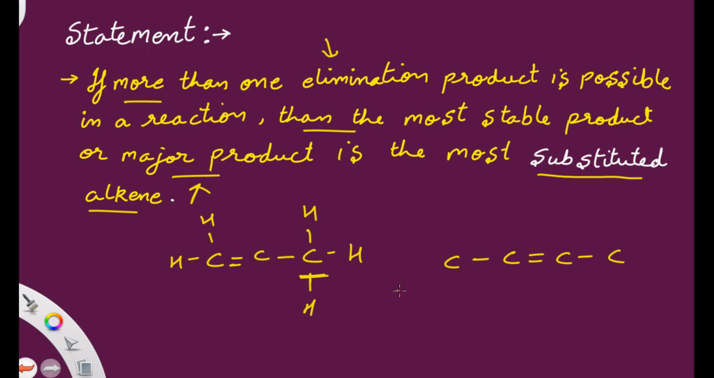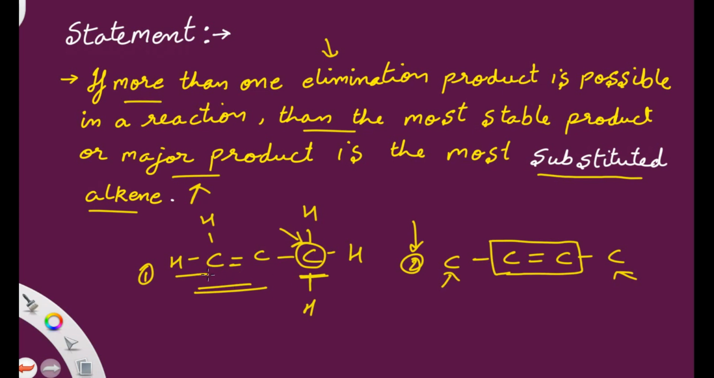If somebody asks which one is more substituted, the first one or the second one, then the second one is the more substituted alkene, because on the alkene part, on both sides, one carbon is attached, right? And in this particular case only one carbon is attached on one side, and the other side doesn't have any substitution. So highly substituted means having a greater number of substitutions on the alkene part, right? So in our case the second one is the most substituted.